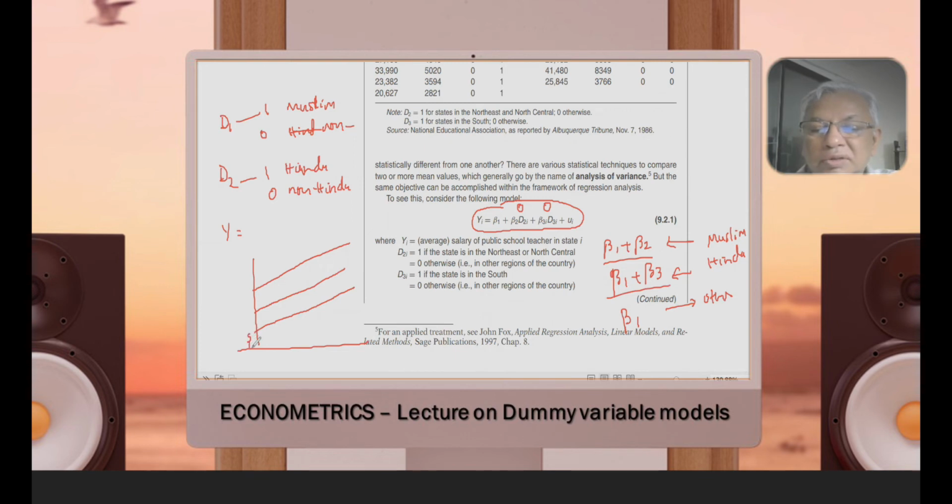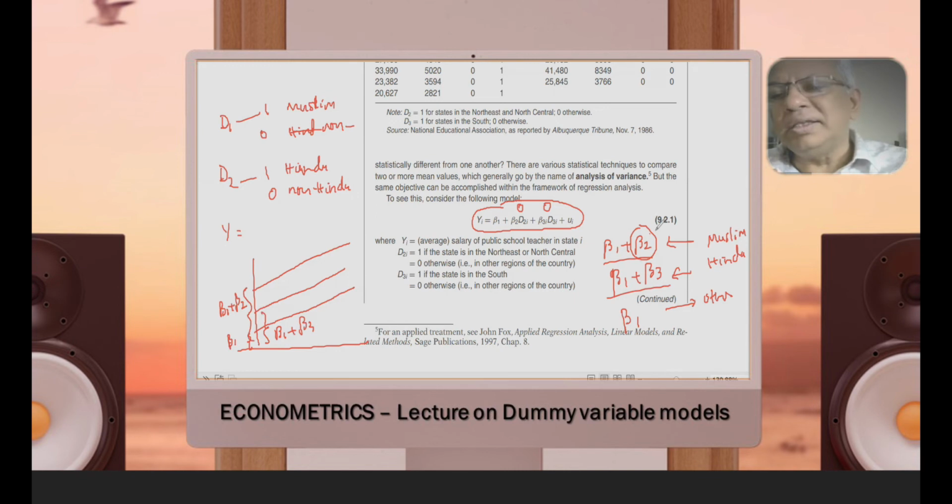So this is actually beta 1. This part is beta 1 plus beta 3, and this part is beta 1 plus beta 2. So realize that we have 3 intercepts. And if beta 2 is significant, that means there is a discrimination in favor of the Muslim if beta 2 is positive. If it is negative, it means there is a discrimination against Muslim. We don't know which kind of discrimination.